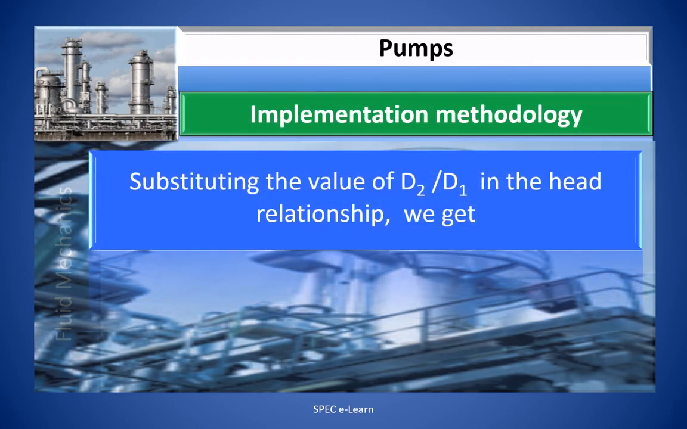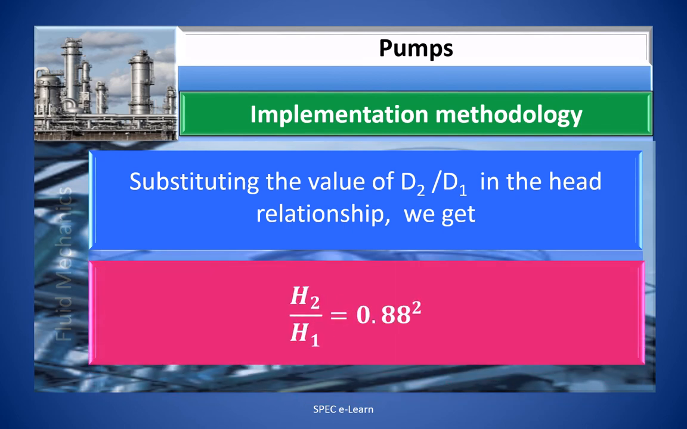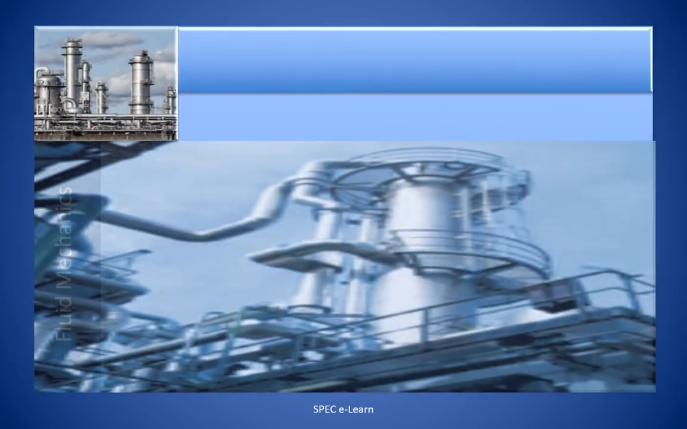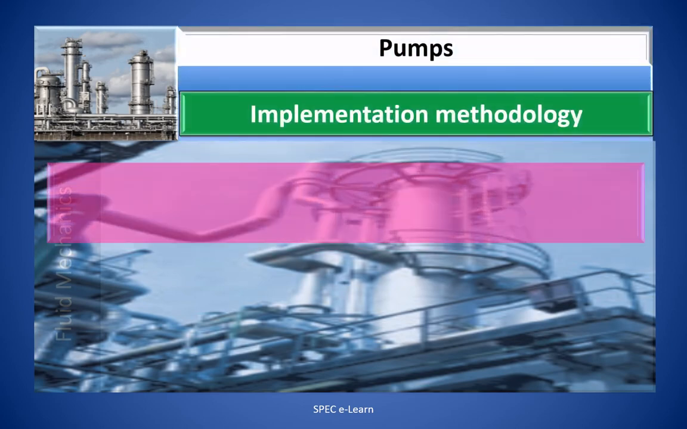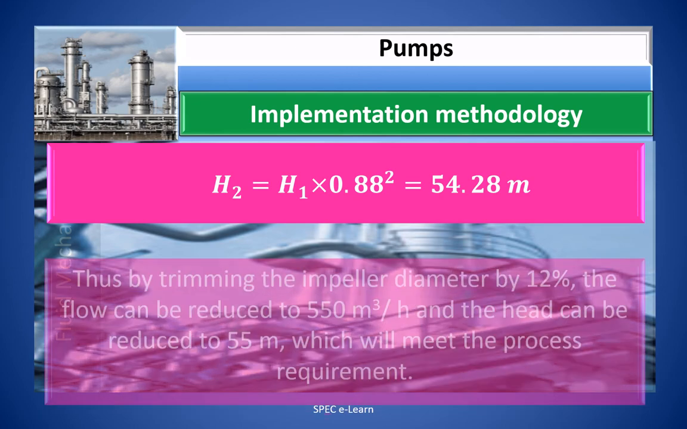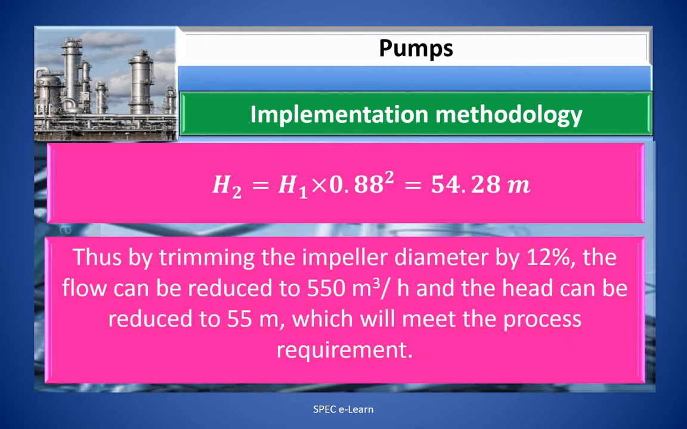Substituting the value of the ratio D2 by D1 in the head relationship, we get H2 by H1 equal to 0.88 squared. So H2 becomes H1 times 0.88 squared, which works out to 54.28 meters. Thus, by trimming the impeller diameter by 12%, the flow can be reduced to 550 cubic meter per hour and the head reduced to 55 meter, which will meet the process requirement.